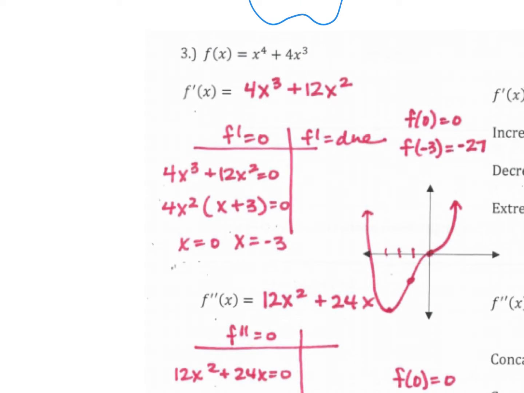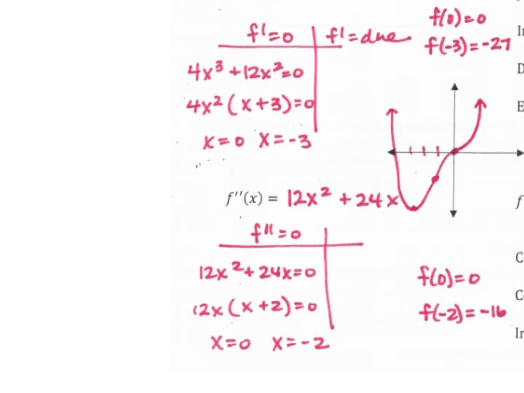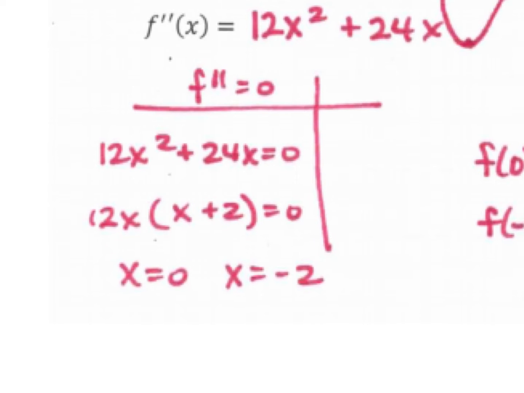We know the first derivative, 4x cubed plus 12x squared. We can get the second derivative very quickly and easily, again, just from power rule. So 12x squared plus 24x, set that equal to 0, and solve. I've got a GCF of 12x, so I get x equals 0 and x equals negative 2. These are my two potential inflection points.